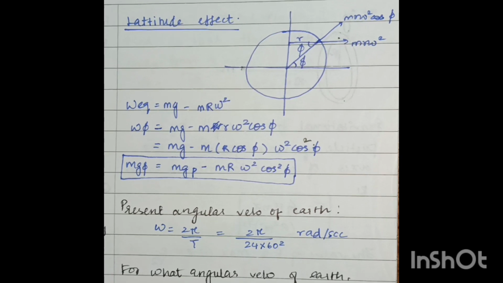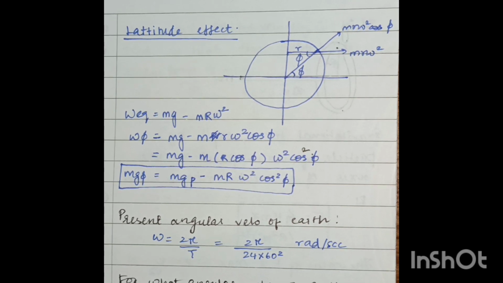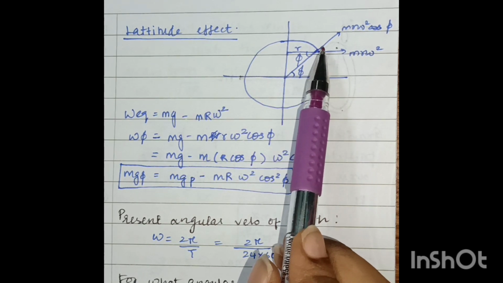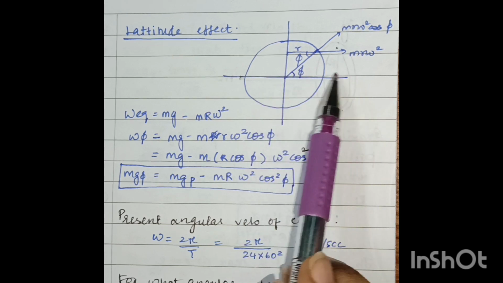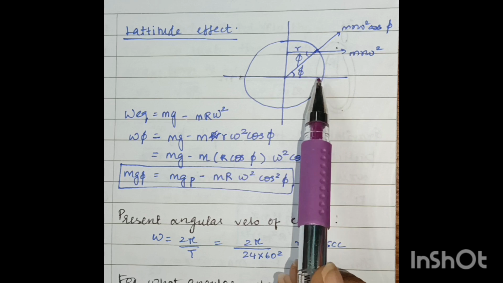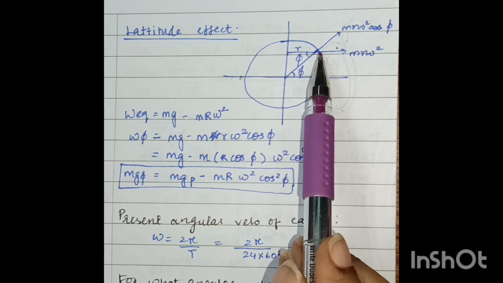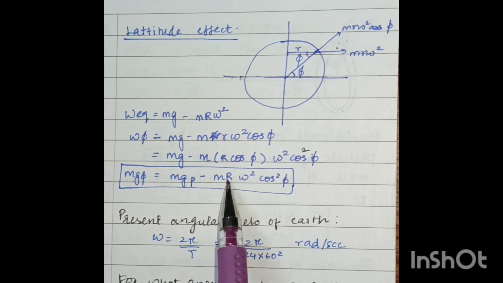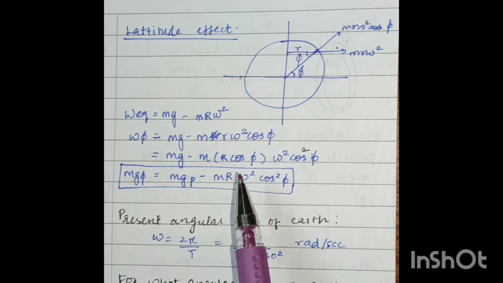So due to latitudinal effect, the value of acceleration due to gravity is decreased. We have already seen that. If we are interested in finding acceleration due to gravity at this point P, making an angle phi with the equatorial line or equatorial plane, then what will be the apparent value of acceleration due to gravity at that point, and what will be the apparent weight of the body? That is mg dash, mg at phi equals mg at pole minus m r omega square cos square phi. This we have already seen, and let us see a problem using this formula.